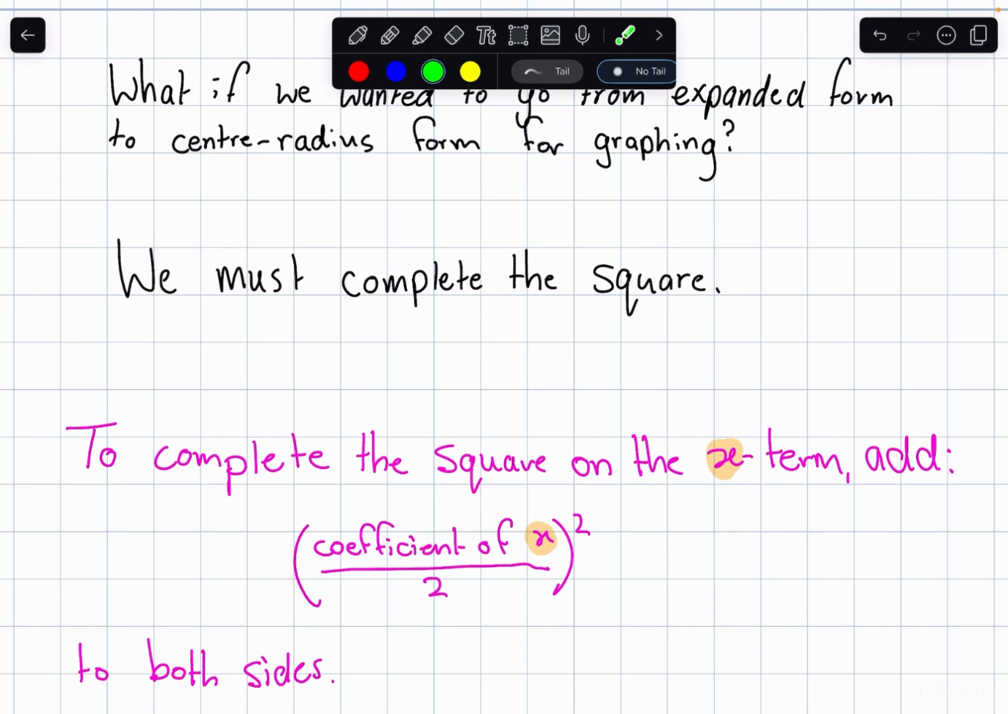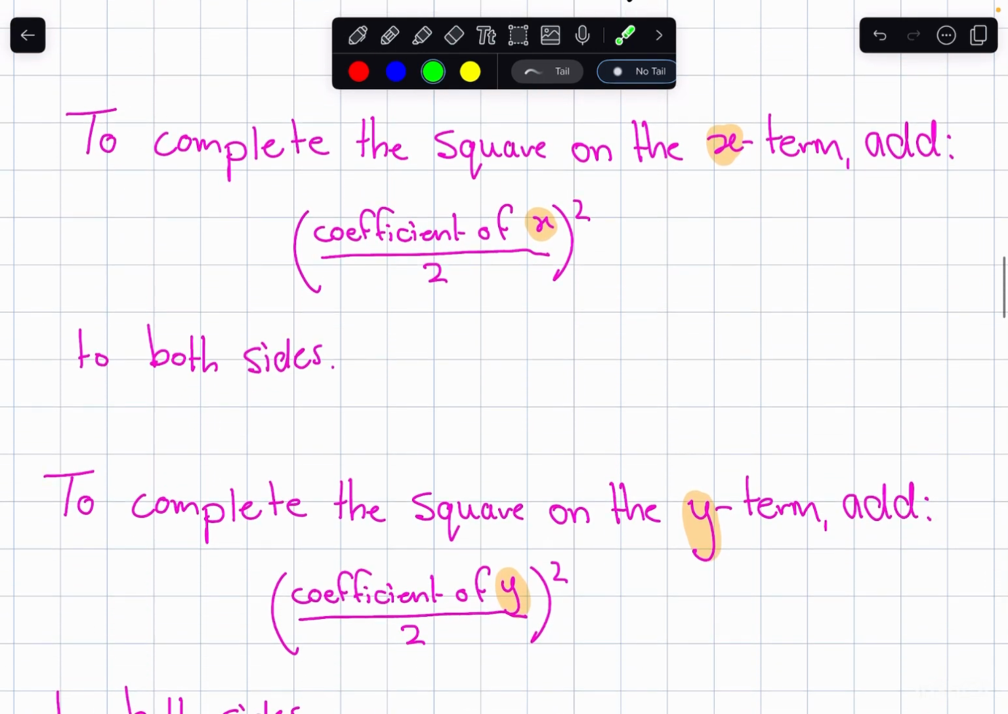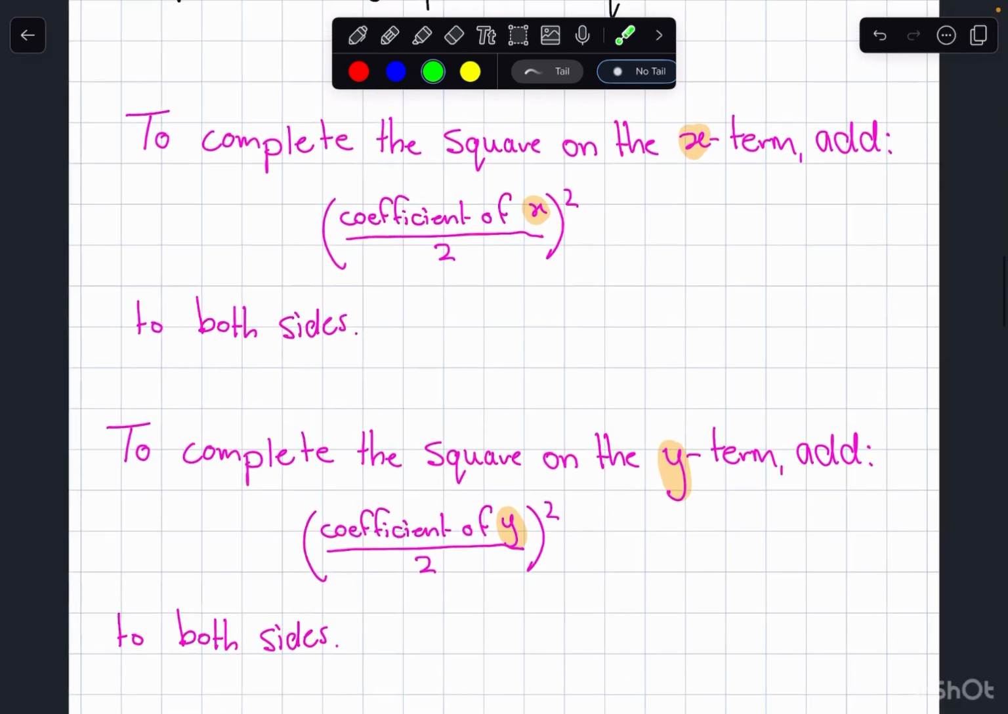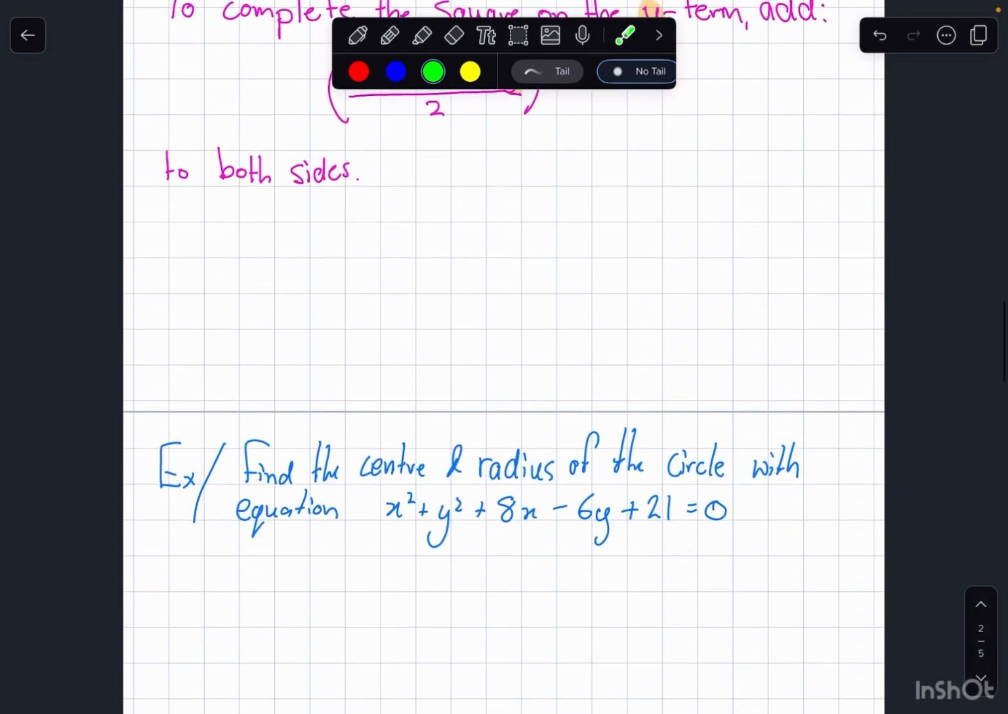If we have to do one thing to one side of the equation, we must do it to the other side as well. And then likewise for the y term, we add the coefficient of y divided by 2 all squared to both sides as well. So this is some key stuff that we have looked at before in quadratics, but we'll continue to practice here as well. So let's have a look at a bit of an example.